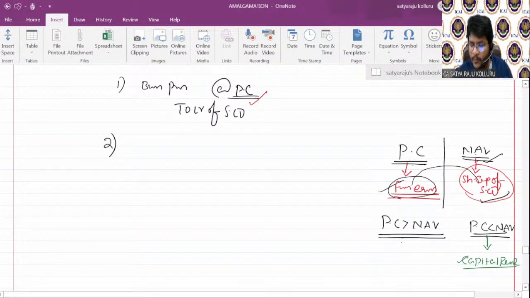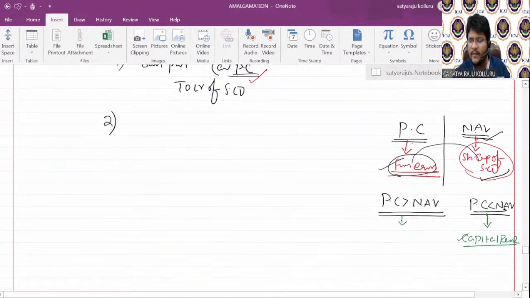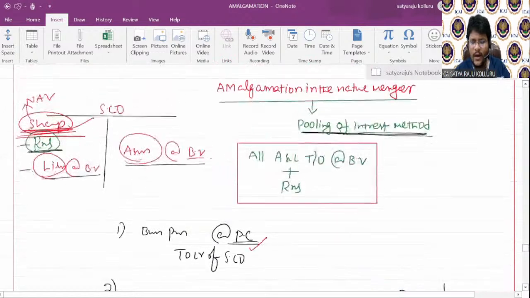But if PC is greater than NAV, then the accounting treatment is quite different here. Now all of you please concentrate. If purchase consideration is greater than NAV, it is actually a loss on acquisition of business, not a profit. In case of purchase, what would be the adjustment? In case of purchase, we just transfer it to goodwill. But here we are not transferring it to goodwill. Do you know the reason?